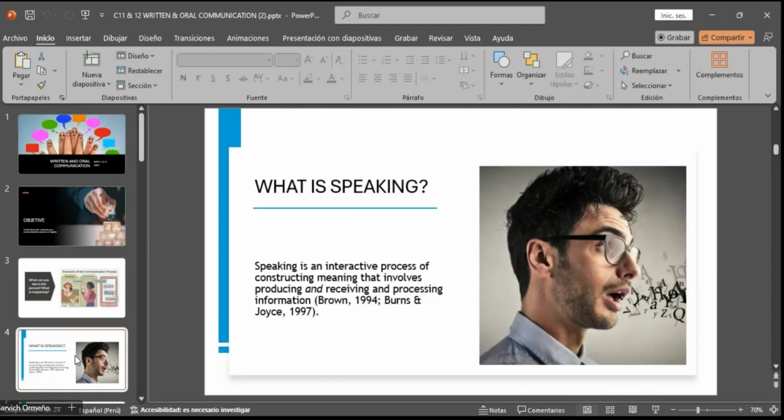But what is speaking? Speaking is an interactive process of constructing meaning that involves producing and receiving and processing information. It's not only to produce sounds. There are certain elements in which you are involved. And here we're talking about that you produce information so that someone else can receive that information, trying to understand, because that input needs to be modified. In that way, it doesn't work if the other part, that is the receiver, modify it.